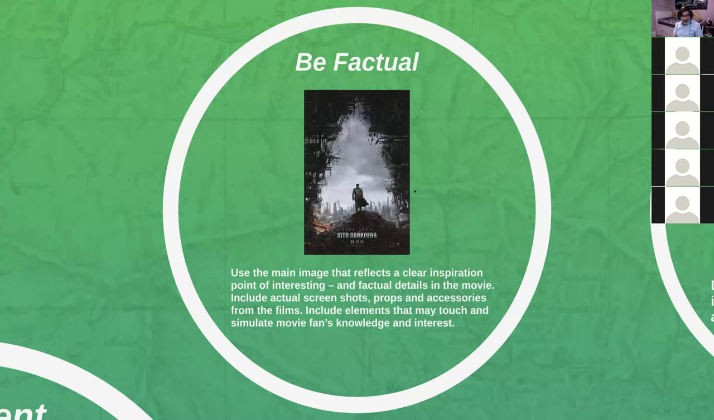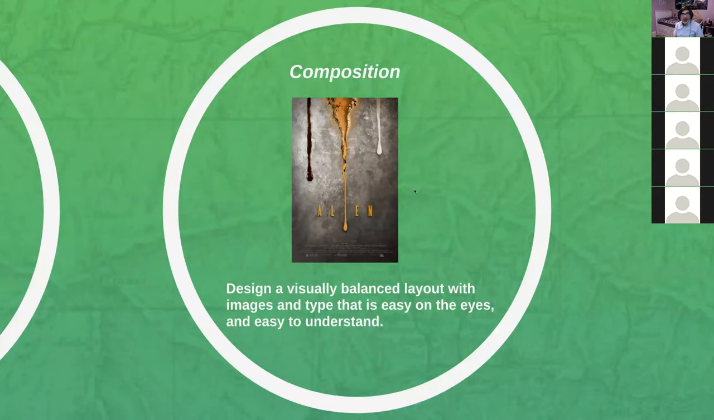So you can't just create a movie poster from your own mind. It should represent the movie itself, because that's the product. That's the product you are selling. So you have to be factual about that. You need to look at the composition, designer. Visually balanced layout with images and type that is easy on the eyes and easy to understand.